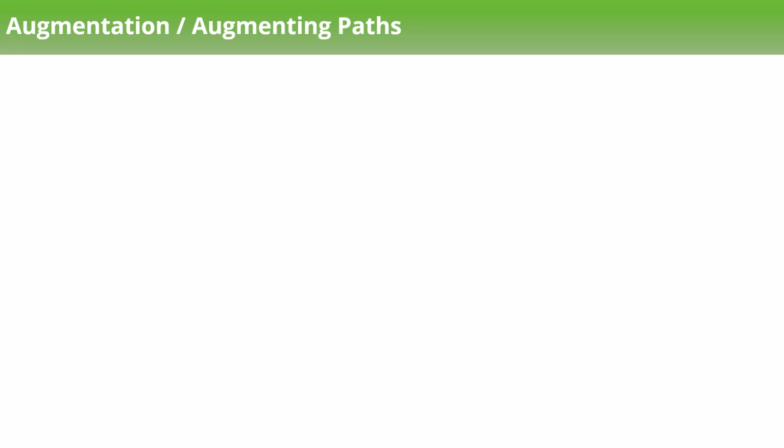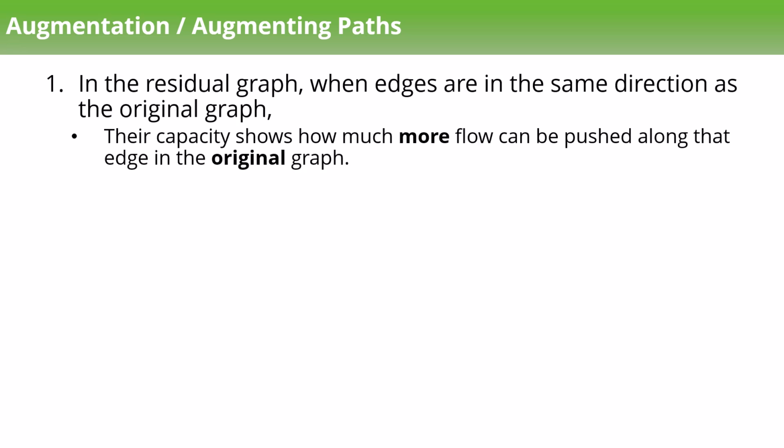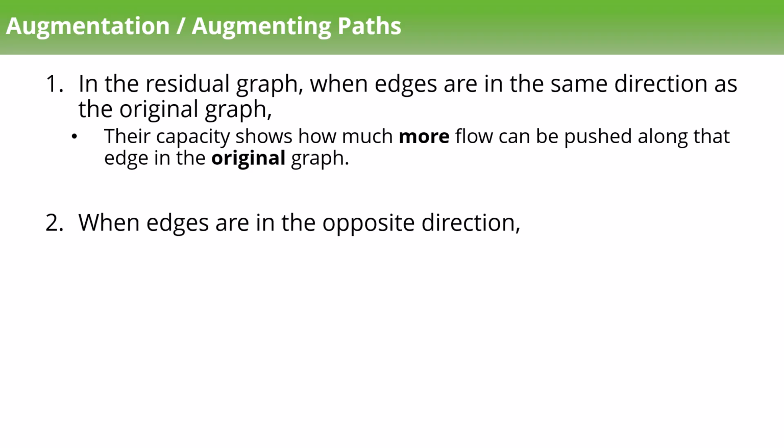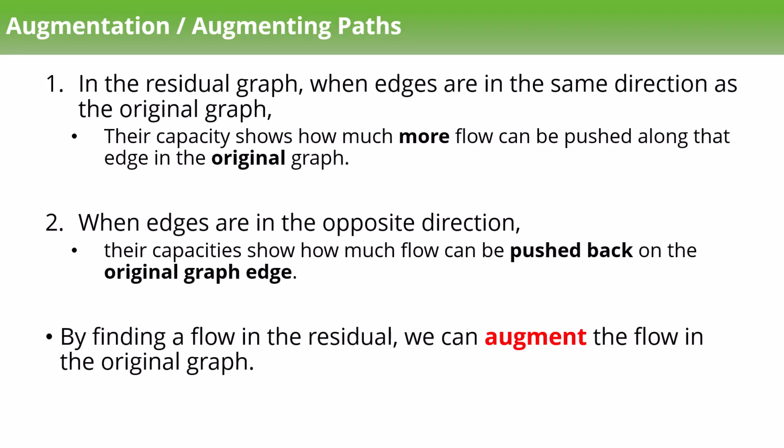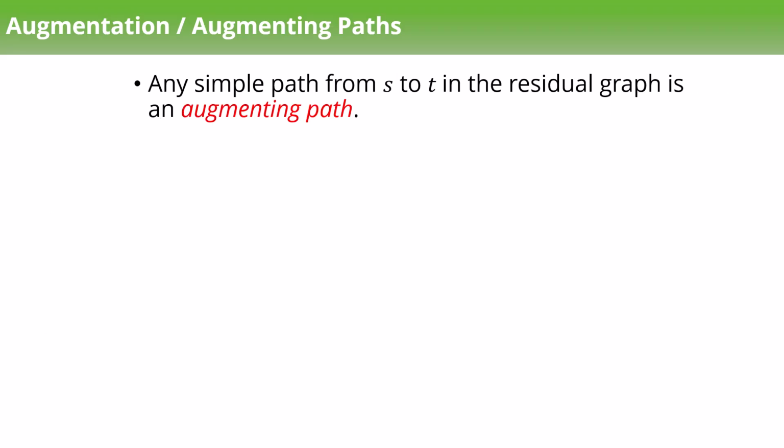So the next one is augmentation and the augmenting path. The residual capacity indicates how much more flow we can send. For a forward edge, the residual value means how much extra flow can still be added. For a backward edge, it means how much previously sent flow can be cancelled. Using these residual capacities, we can improve the solution. This improvement process is called augmentation. The next one is the augmenting path: any path from source to sink in the residual graph. If such a path exists, we can increase the total flow.